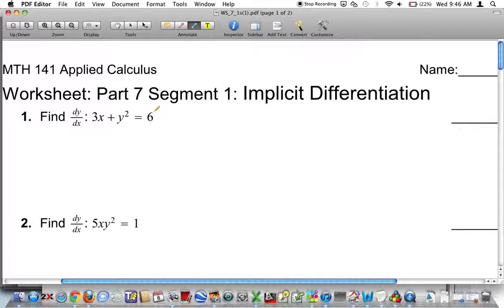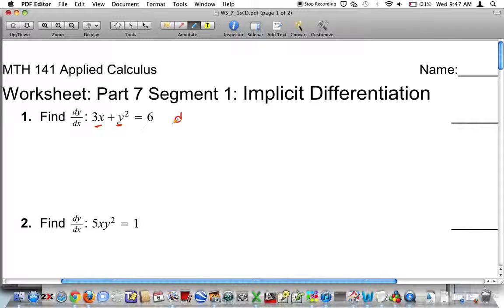So the very first thing you do, and basically you just have to use implicit differentiation when you have both an x and a y in the formula, and it's not explicitly defined. Y is not explicitly defined as a function of x. And so the first thing you do when you have an x and a y in your equation is to take the derivative operator of both sides.